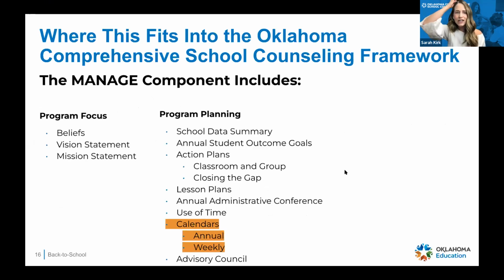Just to reiterate, you can see here that today we're going to be talking about calendars, which fall under program planning. I mentioned that next week we're going to be talking about those annual student outcome goals, which you'll see is also here in program planning. And then we're going to be talking about the annual administrative conference, again right here in program planning. So this back to school summer series is really meant to help you lay that foundation so that as you go through the rest of this school year, you have some of these components already in place.